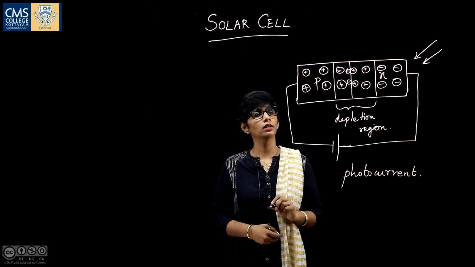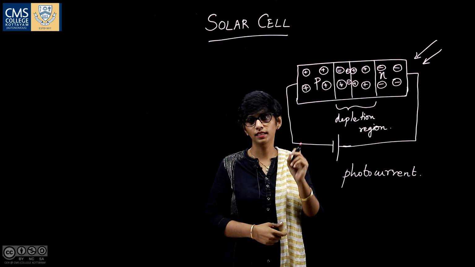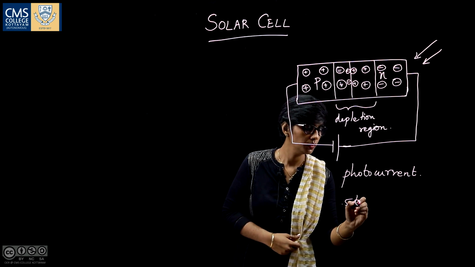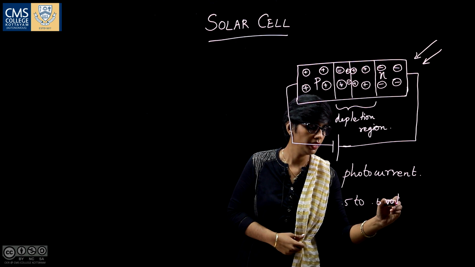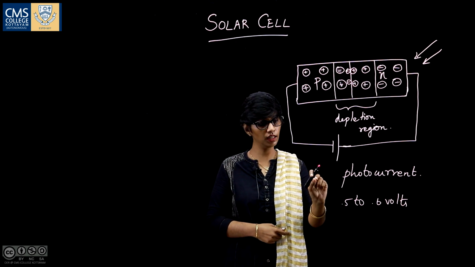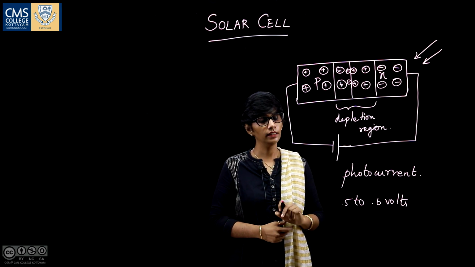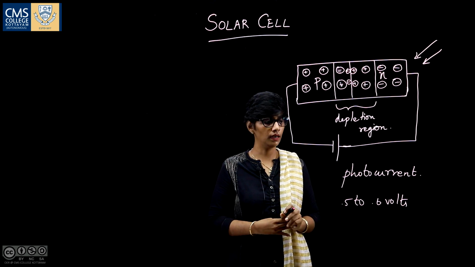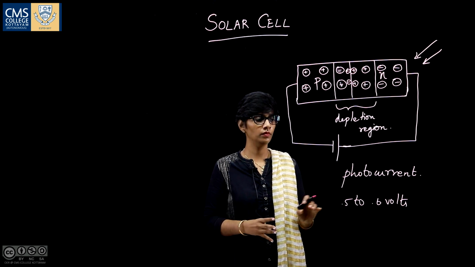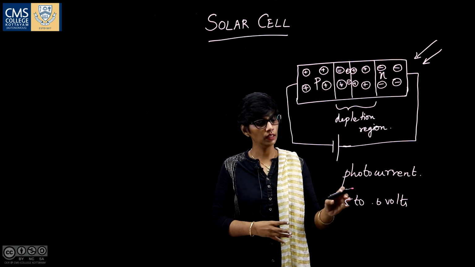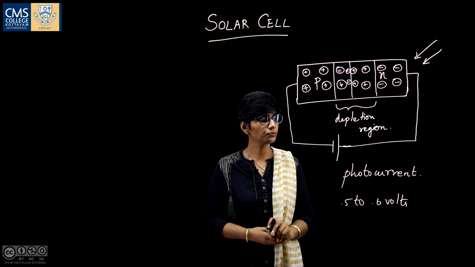In a normal silicon solar cell, that is a tiny single solar cell, 0.5 to 0.6 volts is created. We are considering only a single cell. In a solar panel, there are so many cells connected in series and parallel, taken in a combination, so they can generate more energy.